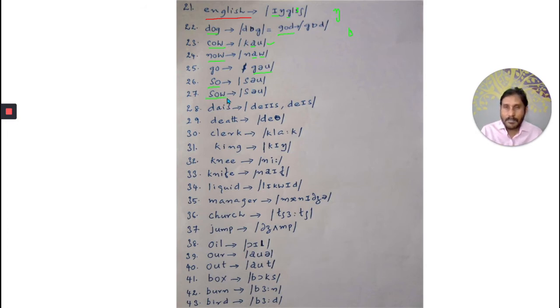And SOW, sow. You sow some seeds into the soil, right? During the rainy season, you take up a plantation. So, sow. It's not sow. The same way, all these have the same diphthong. But cow and now have a different diphthong, right? That you have to observe.